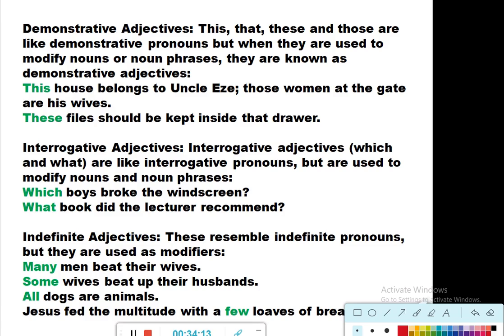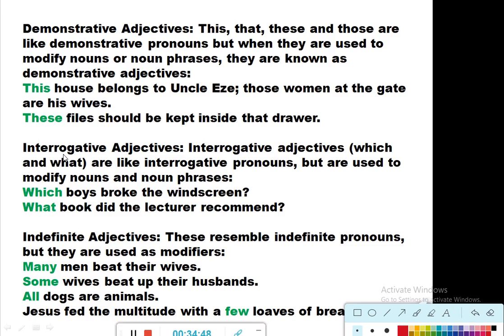Those women at the gate are his wives. If we say those are his wives, then we are using those as a demonstrative pronoun. But when we say those women at the gate are his wives, then we are using those as a demonstrative adjective because it is telling us more about women. These files should be kept inside that drawer. So both these and that in this sentence are demonstrative adjectives.